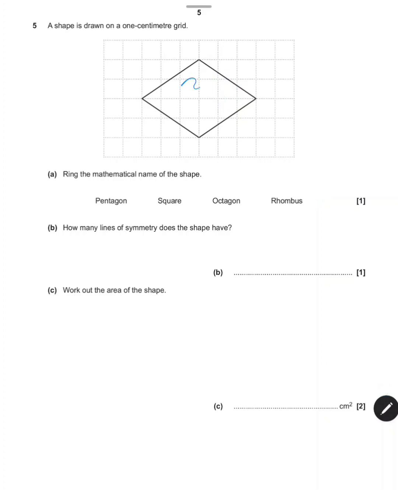Question 5, we've got a shape drawn on a 1 centimetre grid, and we're asked for the mathematical name of this shape. Well, this shape is a rhombus. All these 4 sides are the same length, like a square, but it's been pushed over, so it's a tilted square called a rhombus. How many lines of symmetry does this shape have?